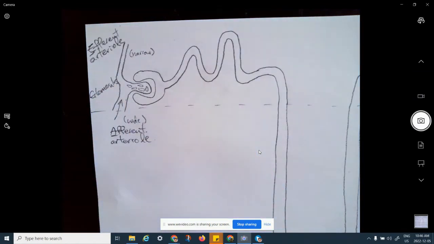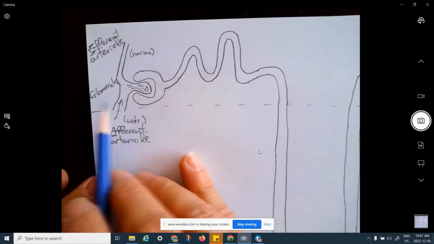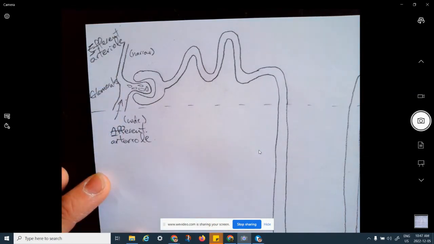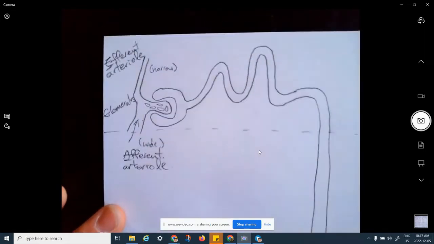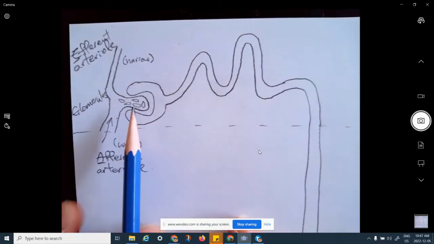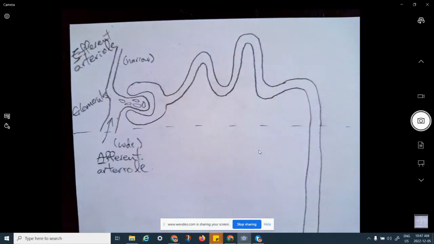Glomerulus. Remember, glomerulus is basically a ball of blood vessels. It's a ball of small capillaries. Just hold off until I give you time to copy things down, okay? Now, on the wall of this glomerulus, there are little slits called fenestrations.